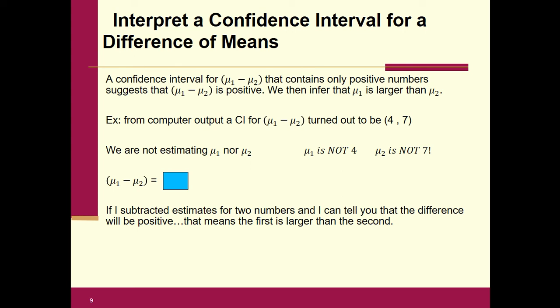So if I subtracted estimates for two numbers and I can tell you that the difference will be positive, that means the first one has to be larger than the second. Okay, and so this indicates that mu1 is greater than mu2 anywhere from 4 to 7 units. So it could be greater by 4.1. It could be that mu1 is greater than mu2 by 5.8. I don't know exactly where it is, but the important part is that we know that the confidence interval for mu1 minus mu2 is positive, and that's telling us that mu1 is the greater number. Okay? So hopefully you get that. All right, let's move on.